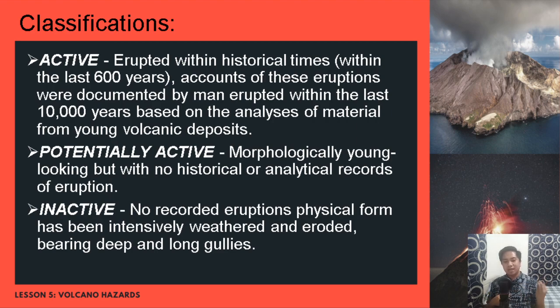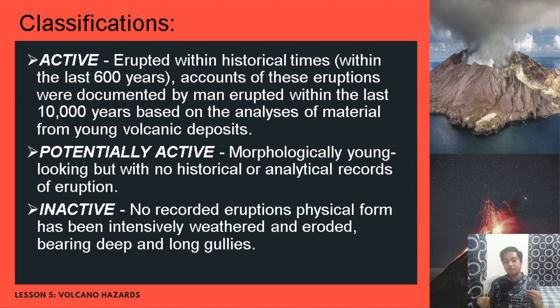Next we have your potentially active or also known as your dormant. So these are your morphologically young looking but with no historical records of eruption. So the question here is, sir, are dormant or your potentially active volcanoes capable of exploding? Yes, especially if there is an increase in the pressure in the magma chamber. So if it starts to spew lava, it is possible that it will erupt. Okay? And then, also, we have your inactive or also known as your extinct volcano.